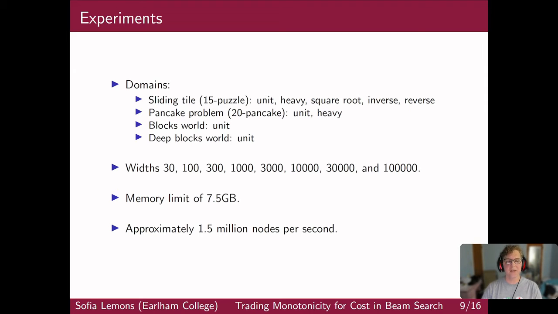When looking at average performance, we ran all algorithms with a variety of widths: 30, 100, 300, 1,000, 3,000, 10,000, 30,000, and 100,000. All algorithms were given a memory limit of 7.5 gigabytes and were run in C++ code, which can expand approximately 1.5 million nodes per second.